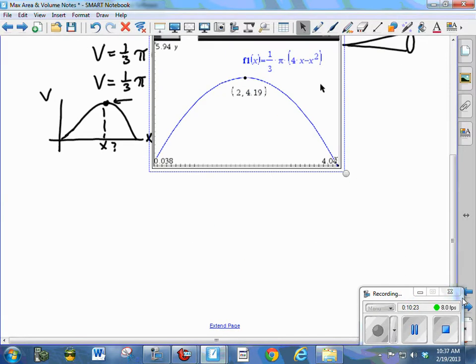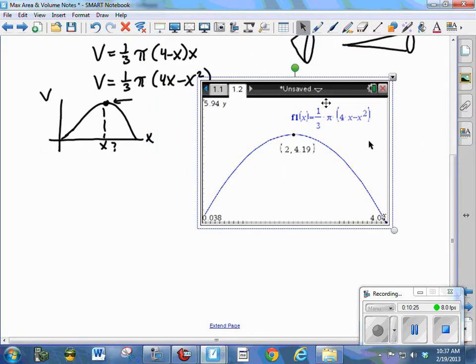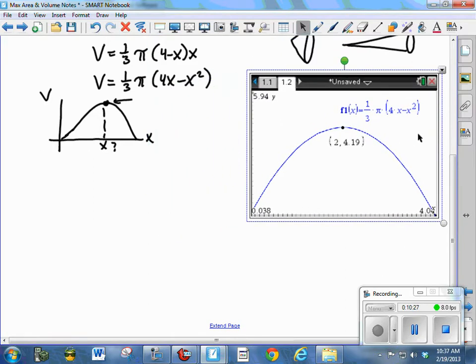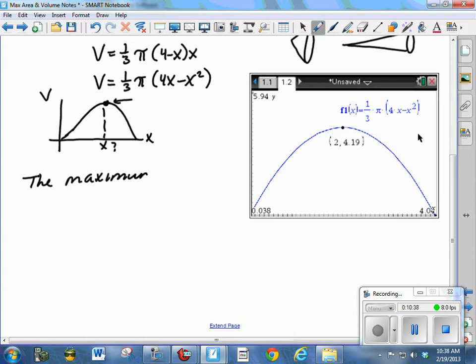So you're going to want to make this sketch on your paper. I want you to write down the equation you use, make the sketch, and show the point of intersection. And your conclusion then is the maximum volume of the cone is 4.19 units cubed, because this is a volume.